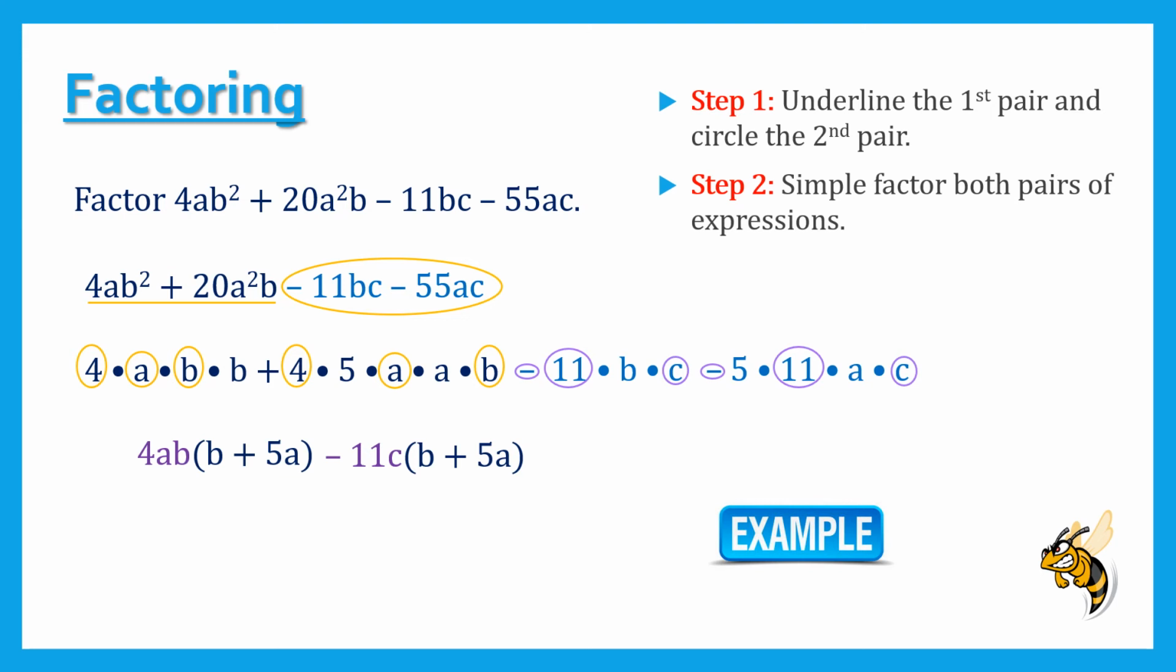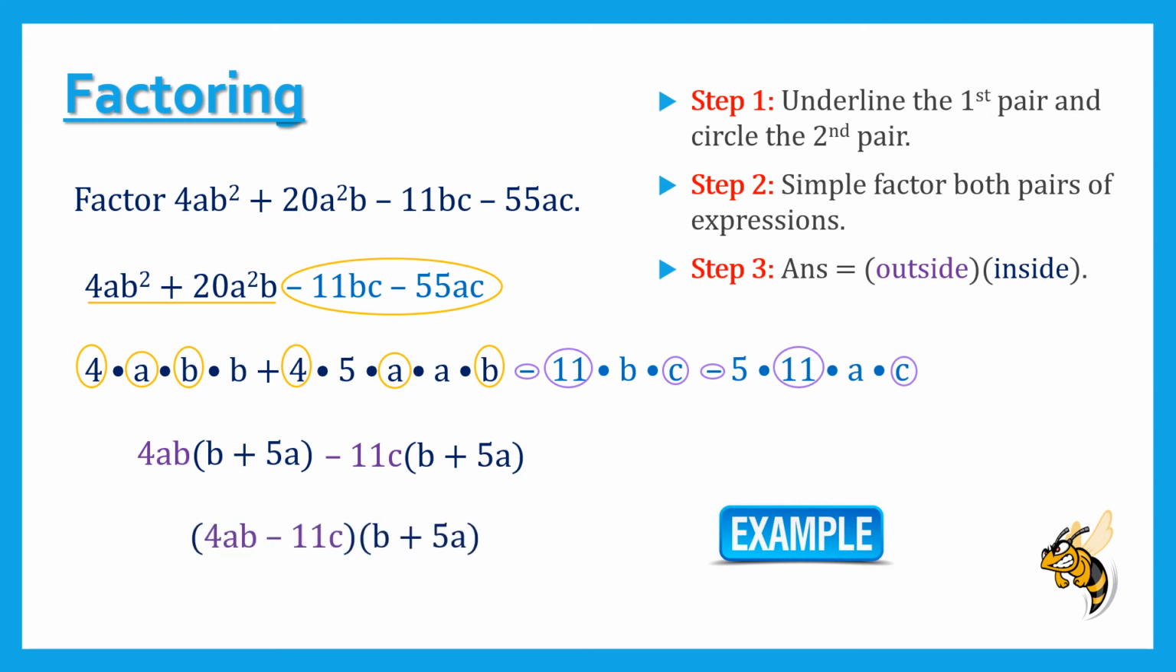Key thing to note is that both parentheses should always be the same. And your answer will be the outside times the inside. So going from left to right, outside is 4ab minus 11c, and inside the parentheses was b plus 5a. And that would be your final answer. Note, b plus 5a times 4ab minus 11c is also correct. The order of the parentheses is not important.